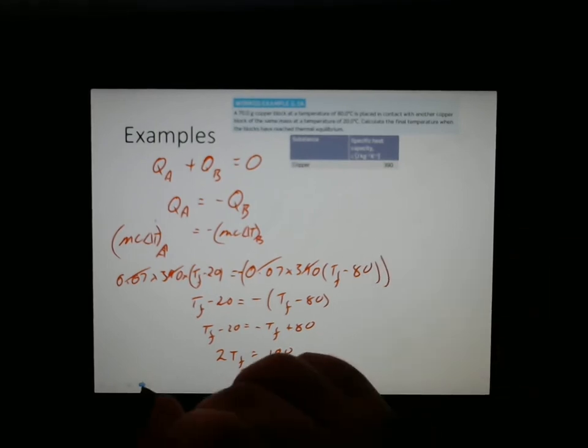Oh, I did have my specific heat capacity for copper. Here's worked example B from chapter 2.3. 50 ml of hot water. Remember, 1 ml weighs 1 gram. Hot water at 80 degrees is mixed with 150 ml of cold water at 5 degrees. Calculate the final temperature. So now we have different masses. We still have water, so we still have the same C value, but we have different masses.